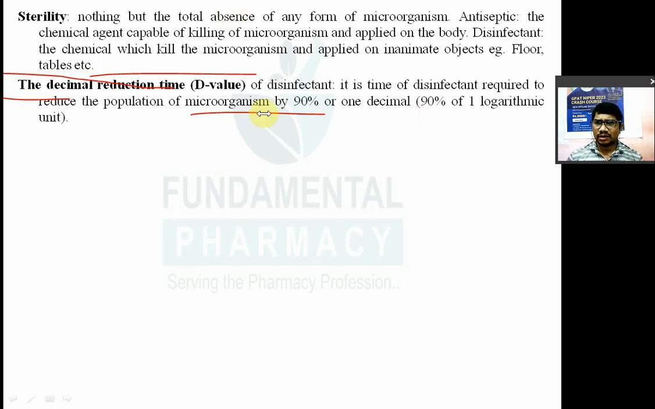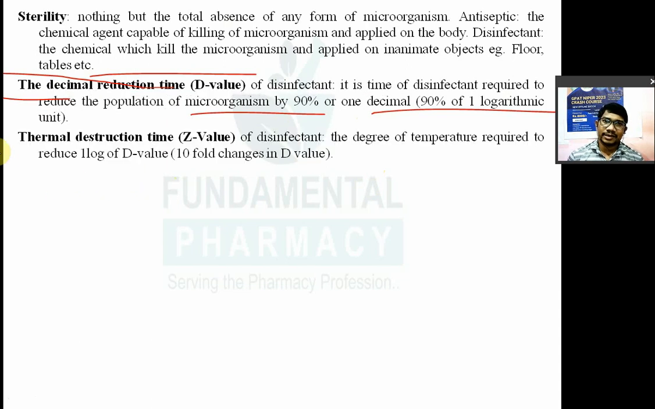1 decimal D value of a disinfectant is nothing but the time required to reduce the population of microorganisms by 90%, or 1 decimal. 1 decimal, that is 90% or 1 logarithmic unit. That is known as D value.